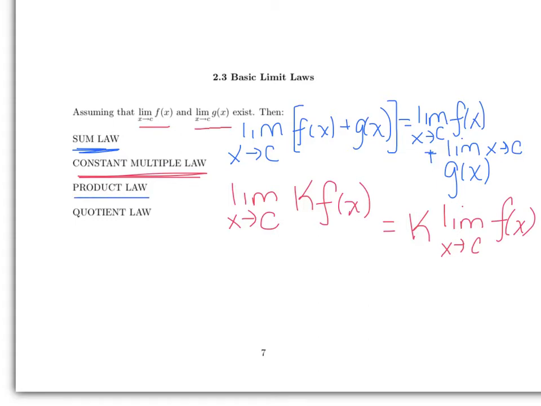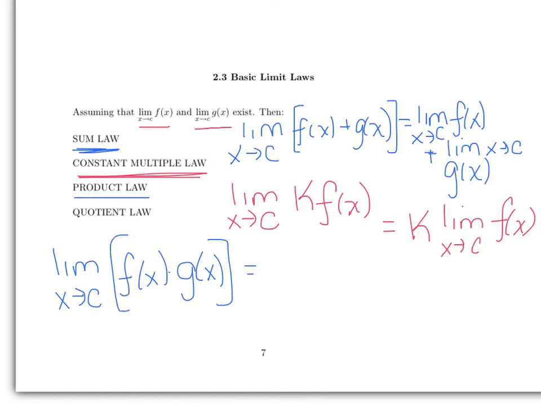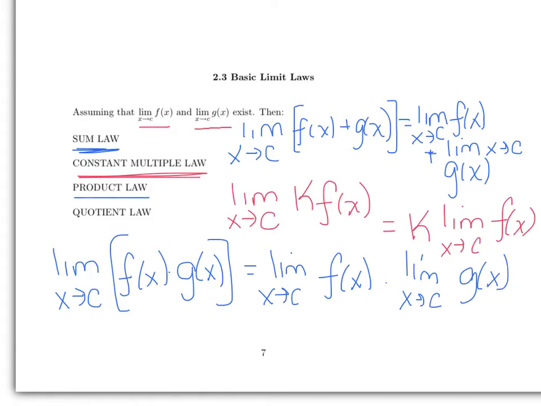The next one is the product law. So that one is the limit as x approaches c of f of x times g of x. So if you want to multiply two functions and take their limit, you can do that by splitting it into two limits, the first one, and then times the limit of the second one. So that's the product law.